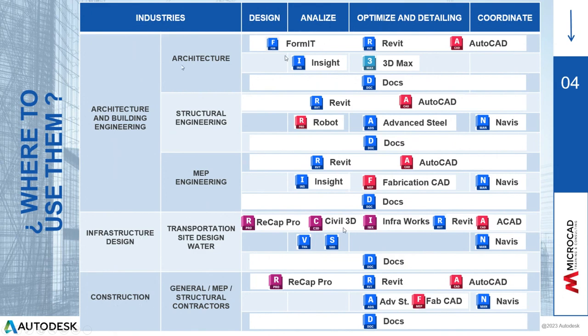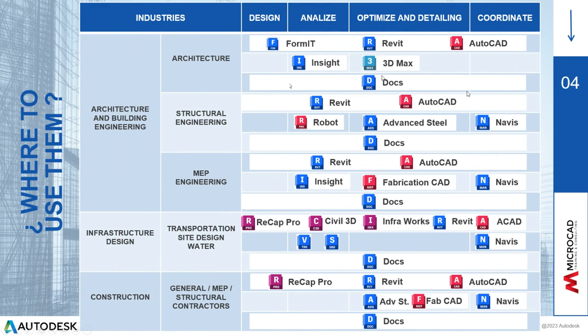So let's start. If we see here in architecture, for designing and through all the process, we use Forma. This is for sketching, just for sketching. Revit and/or AutoCAD. For analyzing building performance, we use Insight, and for visualization and rendering, we use 3ds Max, and for documentation, we use Docs.